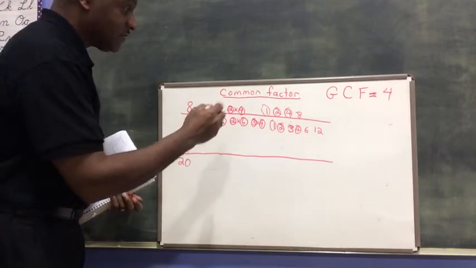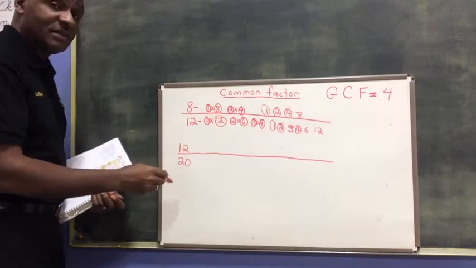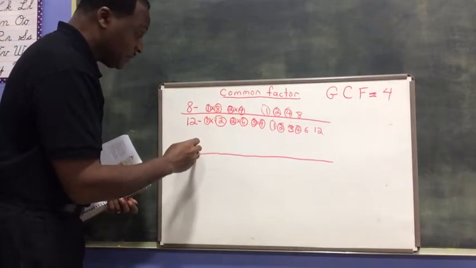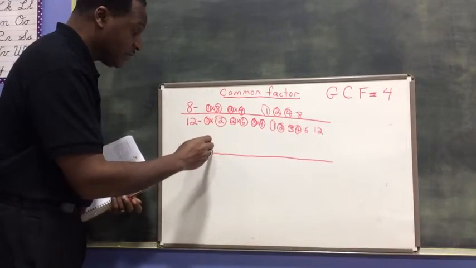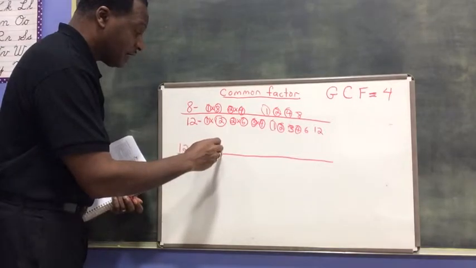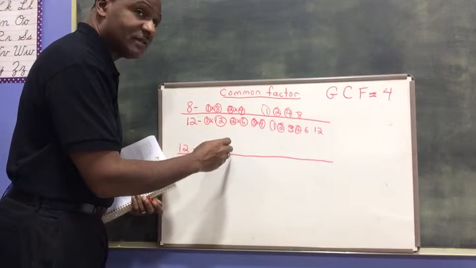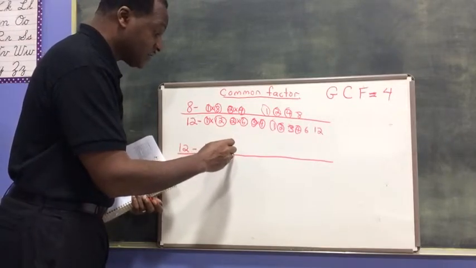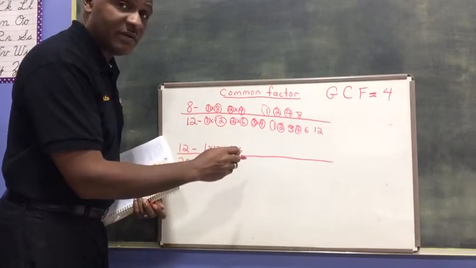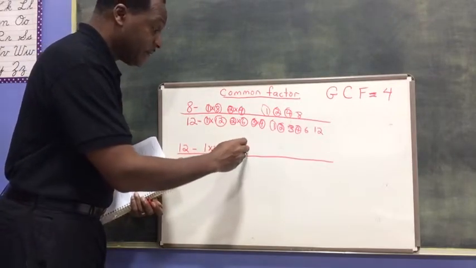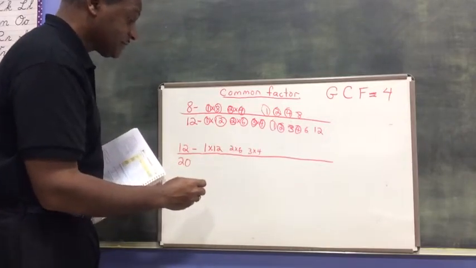Let's see if we can find the greatest common factor and the common factors of 12 and 20. What are the common factors of 12 and 20? 1 times 12 equals what? 12. Is there anything else that equals 12? Faith? 2 times 6 equals 12. What else equals 12? Yes? 3 times 4 equals 12. And I think that's it for that.